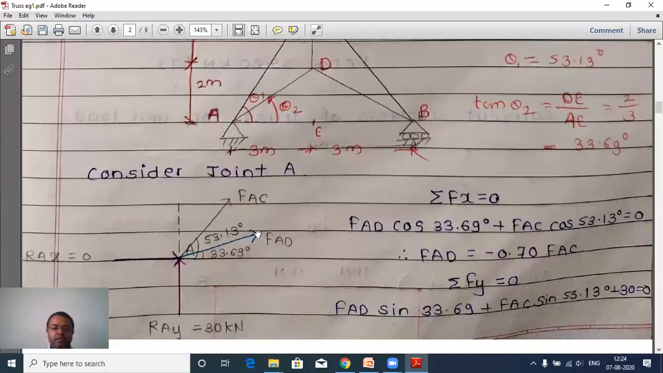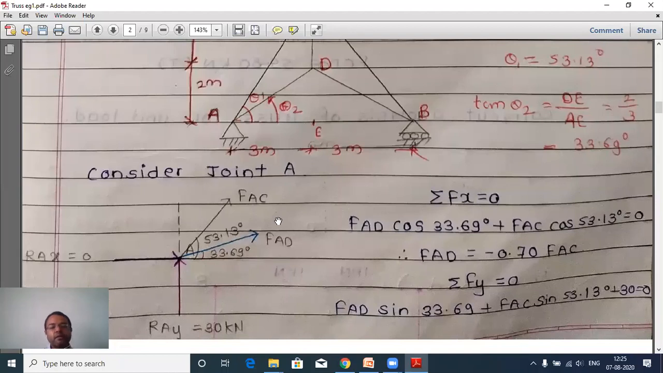Now, first of all, assume the direction of the forces. Here we have assumed FAC and FAD both as tensile, with arrows away from the joint. Arrow away from a joint means tensile nature. Arrow towards the joint means compression nature.